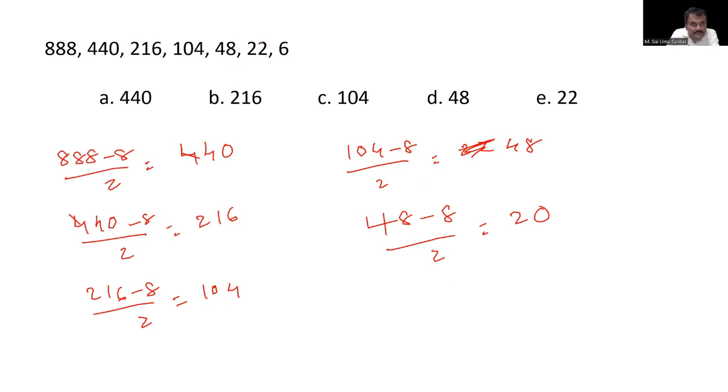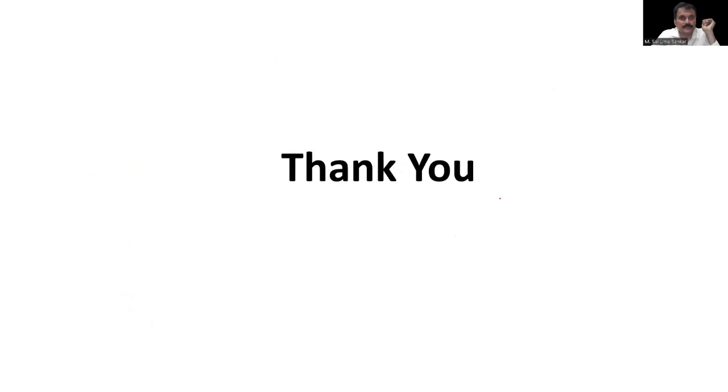Okay, but here 22 is there. So what is the wrong number? Wrong number is 22, right? Suppose instead of 22, 20 is there, then that is the correct answer. But here 22 is there. So what is the wrong number? Wrong number is 22. Right? This is odd man out.